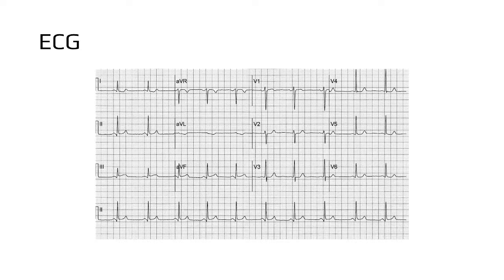ST depression also in 1 and AVL. 1 also, yeah. And AVL also there is a mild ST depression. Do you think that there is any ST elevation in lead 3? Yes sir. Lead 3 has a 1 mm ST elevation, but there is subtle ST elevation in 2 as well as in AVF. Together with a T wave inversion in AVL and ST depressions in 1 and AVL.